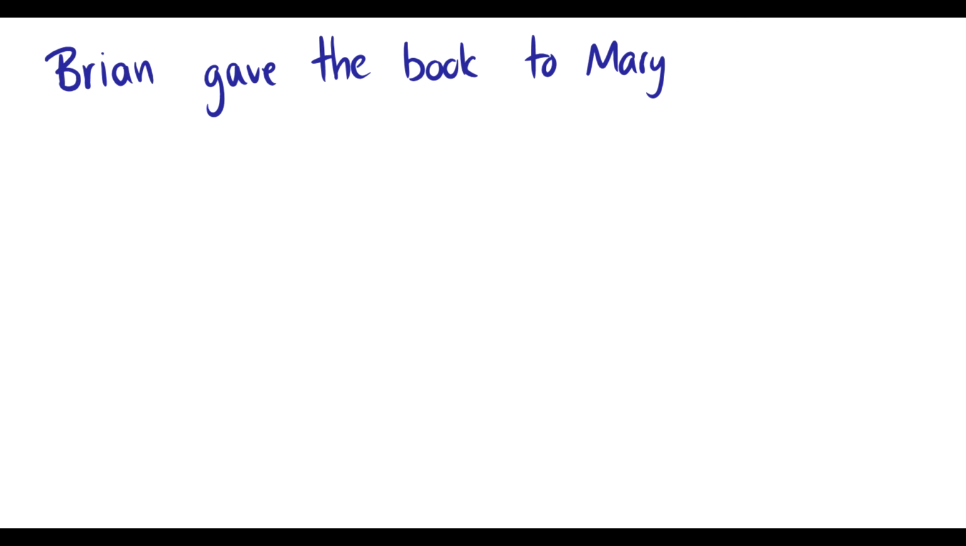Again, this is a very basic example, but we can see a lot of different theta roles going on here. So, Brian gave the book to Mary. Well, Brian is giving, so he is an agent, because he is the one doing an action. He is also the source, because Brian is giving something to Mary. And if there's a source in this sentence, then there must be a goal in the sentence.